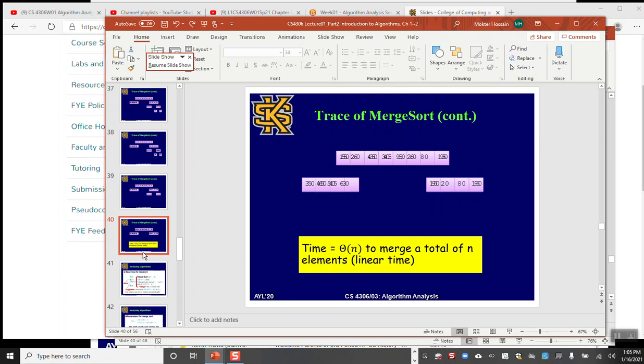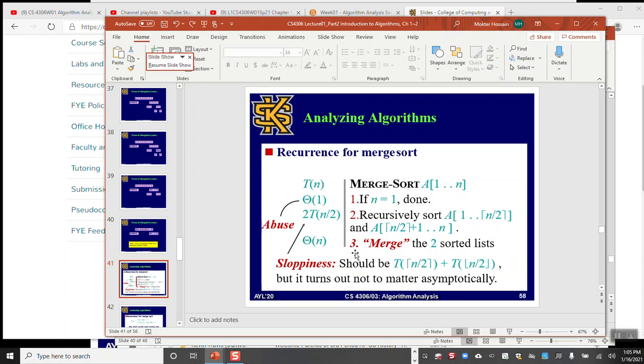So the main part is here. The merging part will merge n elements, and this will be done linearly, right? So if we come over here, linearly, that part will take theta n time. Okay, and now let's analyze this algorithm.